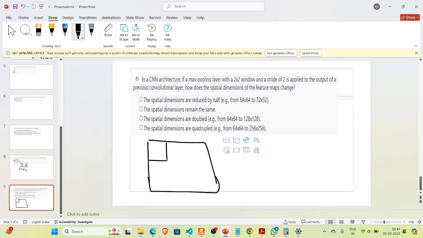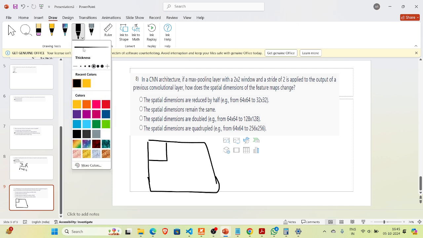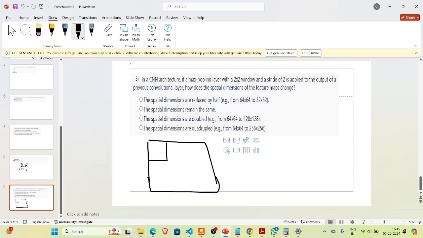At every step you're skipping one layer, one width, as you can see. So it is applied n times, where n is the depth. If you're skipping one every time, the spatial dimension reduces by half. So this is the answer.